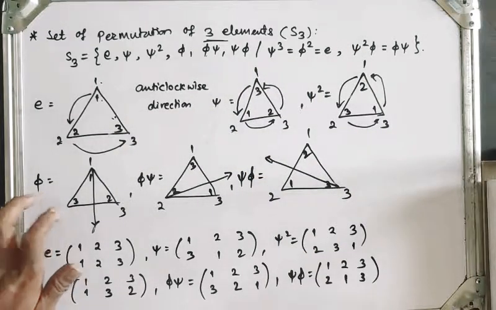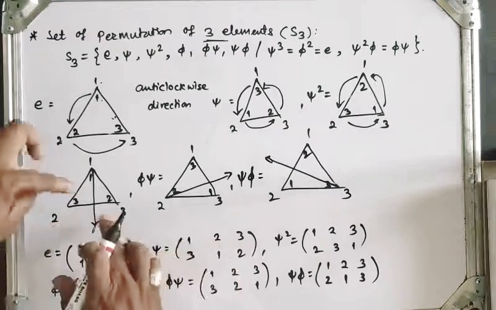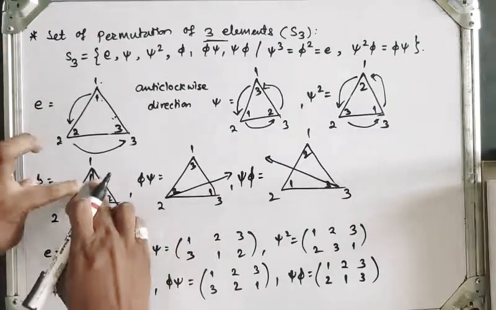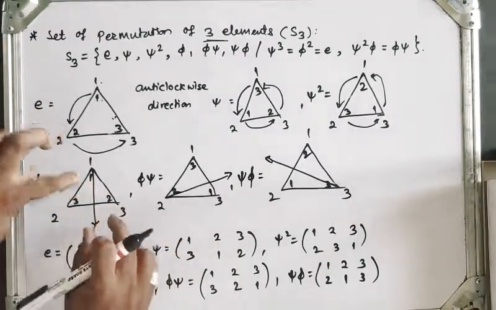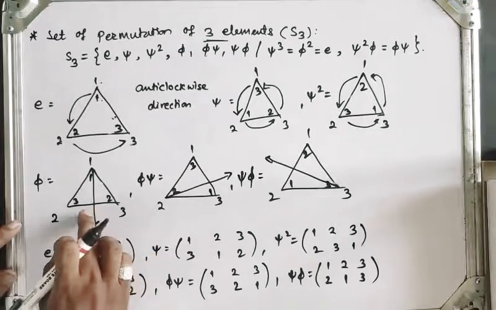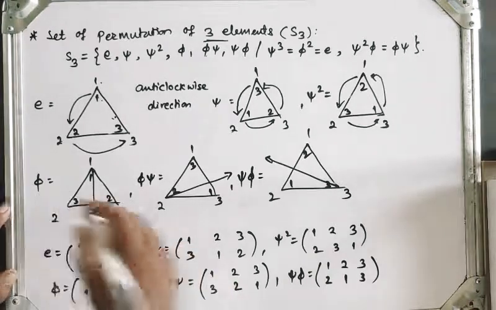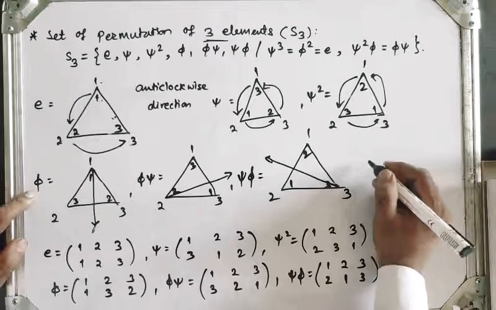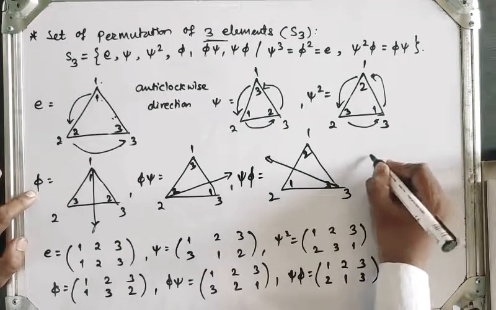So what is phi square? Phi is a symmetric element. Here 1 is constant, so after applying it, we have interchanged 3 and 2. After applying phi again on this, what will I get?